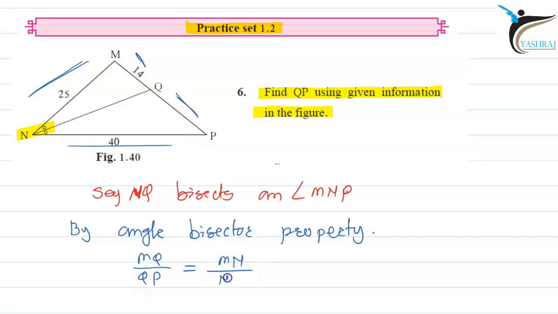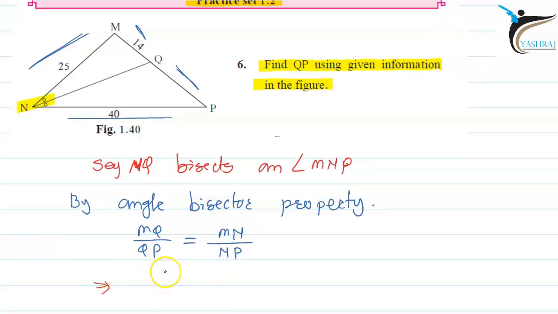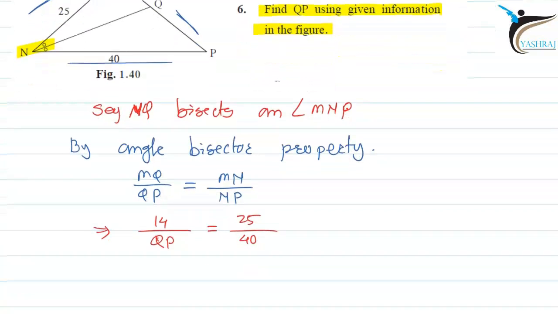Replace whatever known segments we have by their values, so that MQ equals 14, as given on the figure. Next we have to find QP, so keep QP as it is. MN equals 25 and NP equals 40. Since QP is located in the denominator, take the reciprocal on both sides.